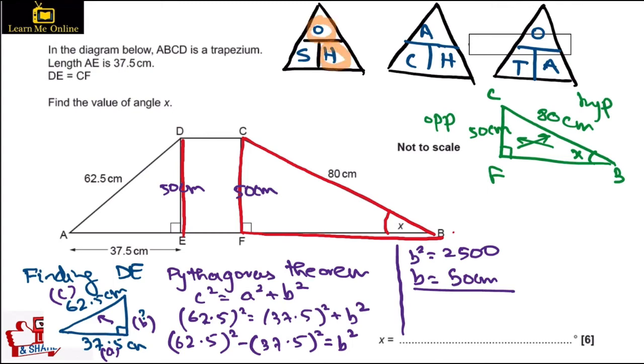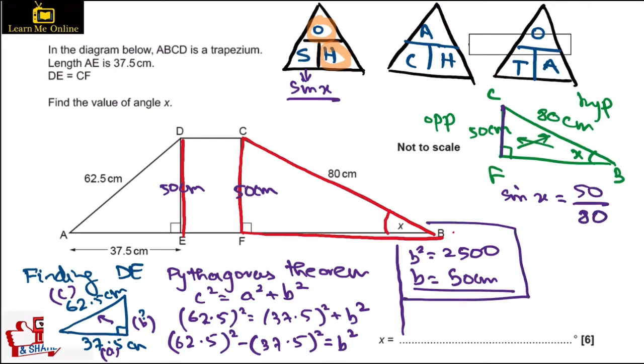So we'll be using the sine function. What I'm finding out is the angle X. So we're going to write down sine X equals opposite over hypotenuse. And from here, we know that the opposite is 50. So we write down 50 and hypotenuse is 80. Remember that because we are finding out the angle X, we do X equals sine inverse. How do we get this?